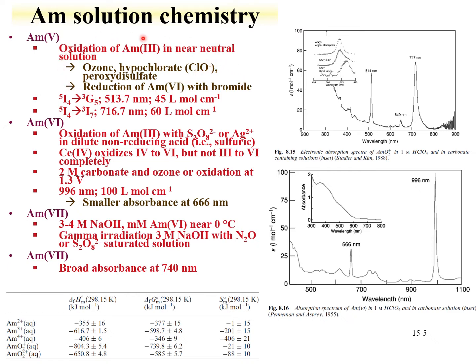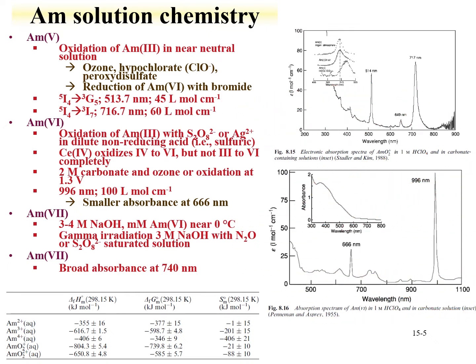Americium-5 is formed if you oxidize the americium-3 in near neutral solution. Ozone, hypochlorite, peroxide, and disulfate are suitable oxidizing agents. UV-visible spectroscopy gives two peaks, one near 515 and the other near 715, with reasonable molar absorptivities, so the speciation of the americium-5 can be identified through the spectroscopy.